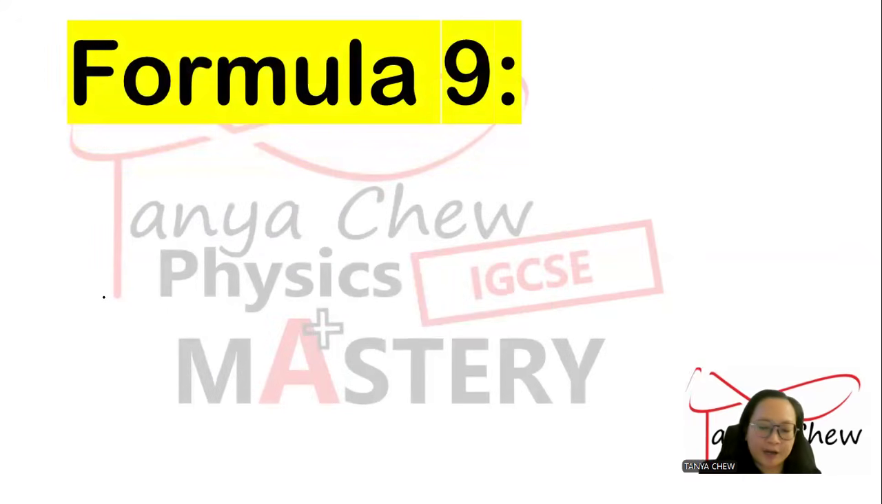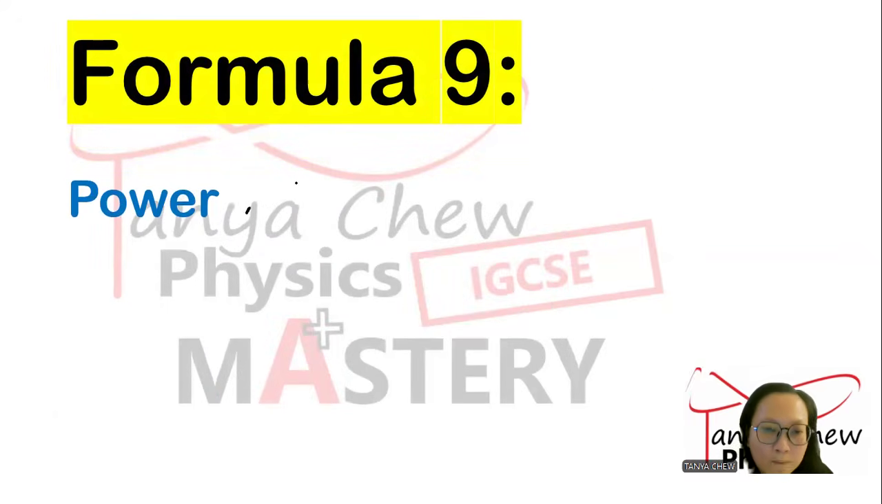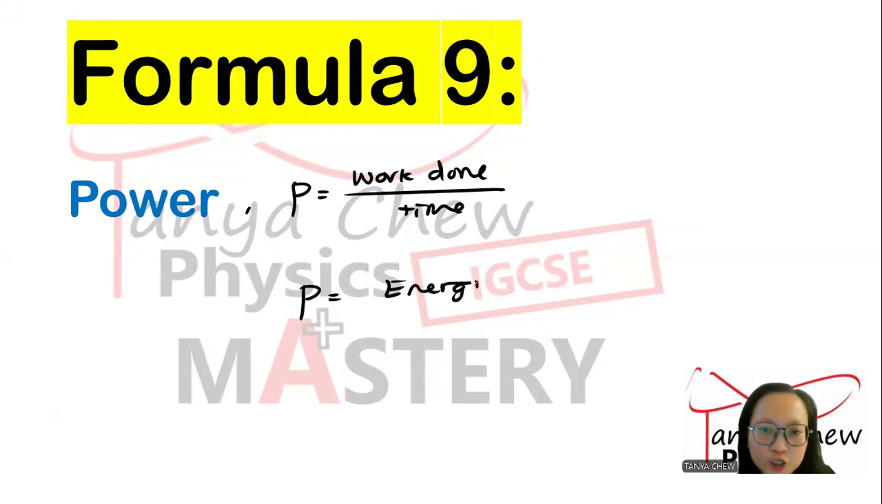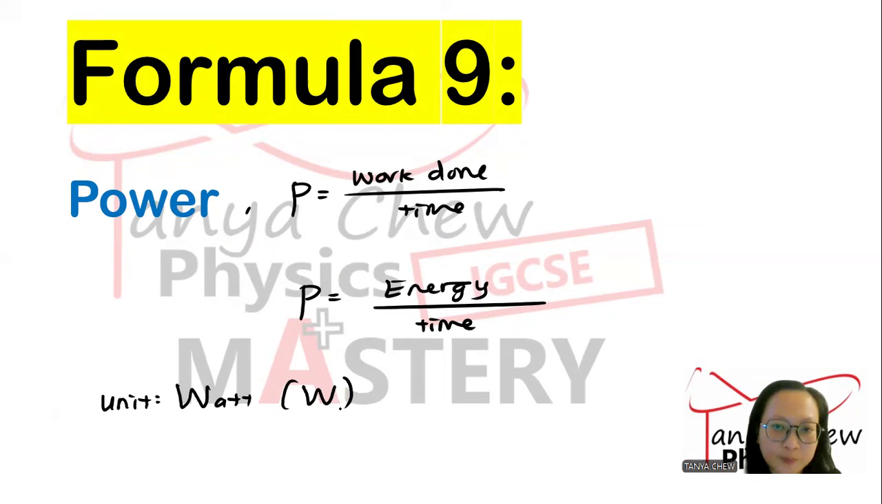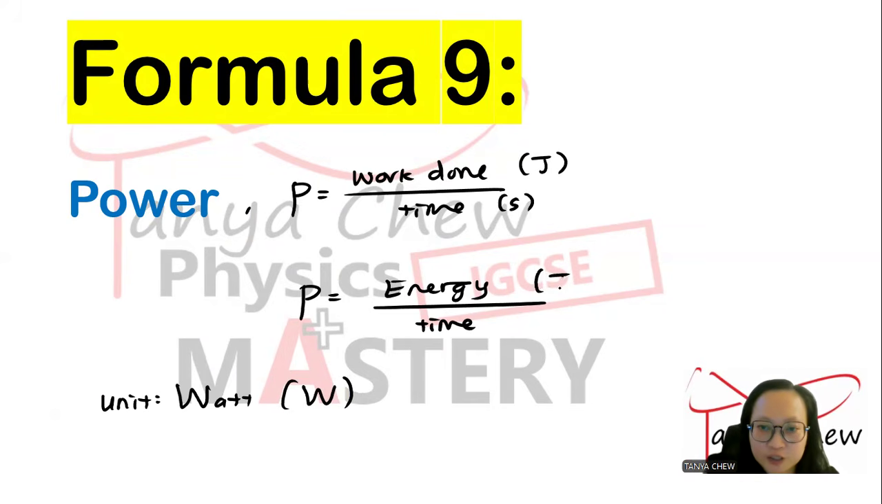Formula number 9. This is related to power. Power can be calculated by work done per time, or energy per time, whichever energy, could be gravitational potential energy divided by time or kinetic energy per time. The unit of power is watt, or capital W. Work done must be in joules, time must be in seconds. Energy is in joules, time must be in seconds. Remember, this is very important.